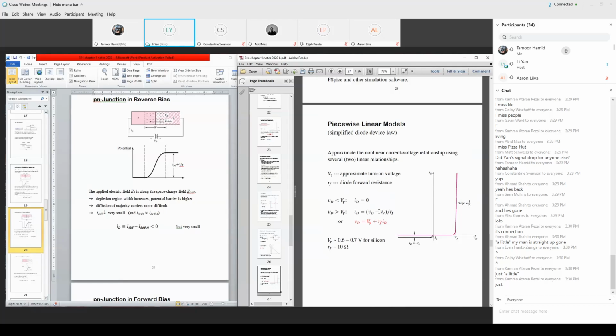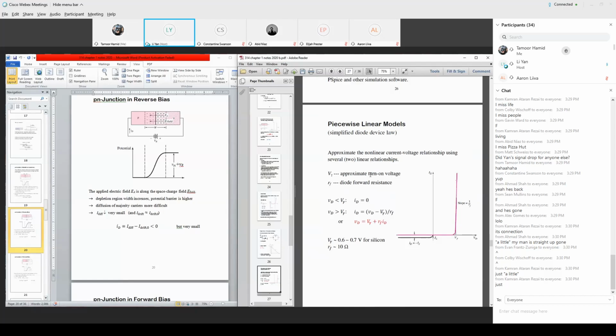Later we will learn using a different model. So what's a different model? It's the piecewise linear model, which is a simplified diode device. The current-voltage relationship has a huge nonlinear effect, and we approximate it by a few linear lines. One linear line goes from here to here, and one linear line we approximate as zero.